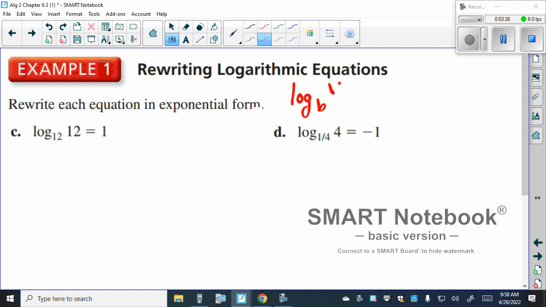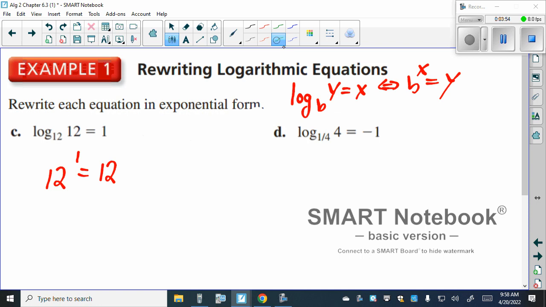Log base b of y equals x if and only if b to the x is equal to y. So the next one here, we have log base 12 of 12 equals 1. If I want to write this in exponential form, how would we write this? 12 to the 1st equals 12. That's it.